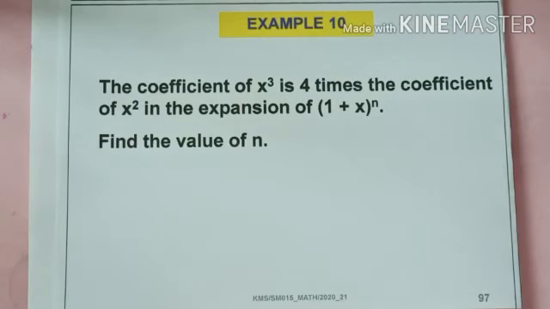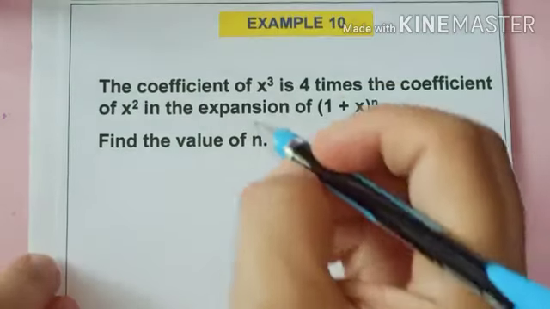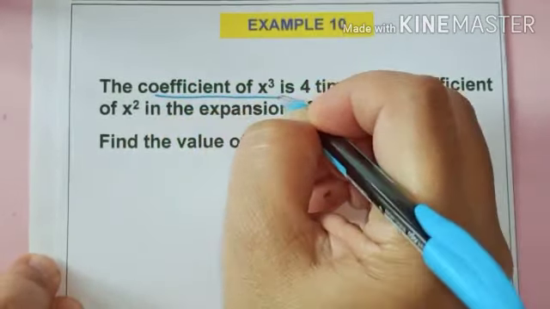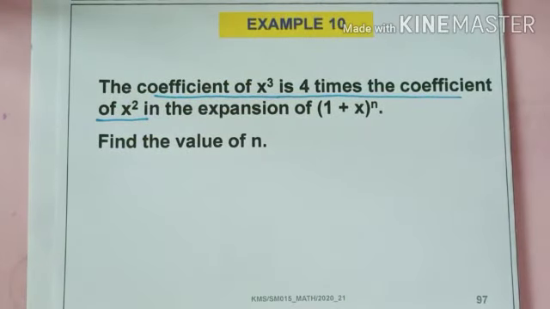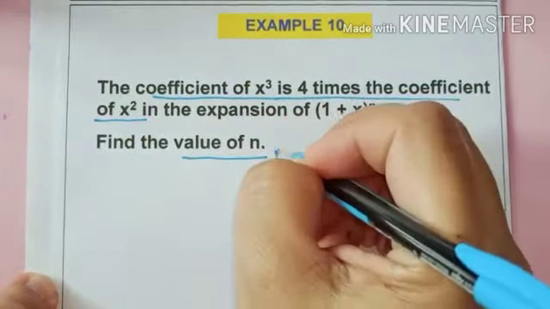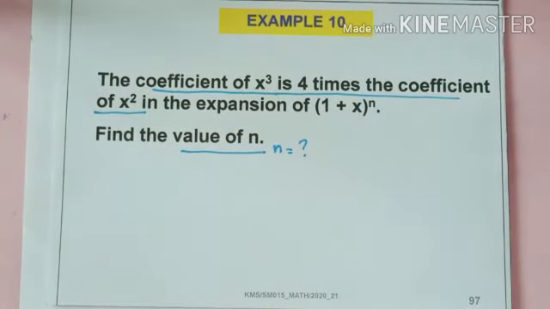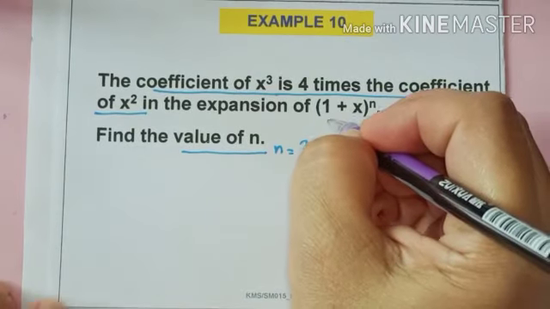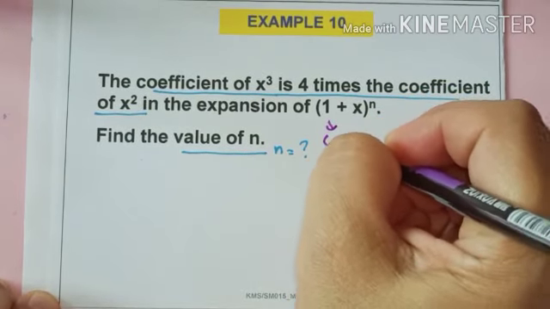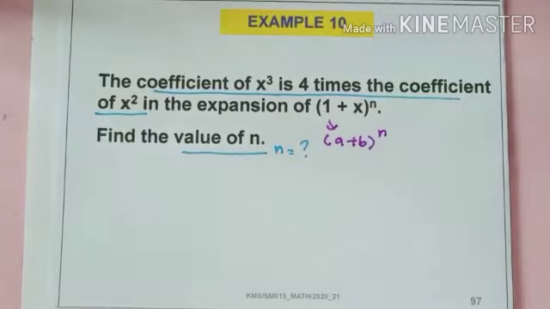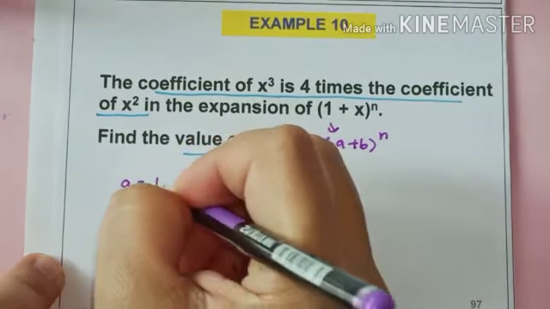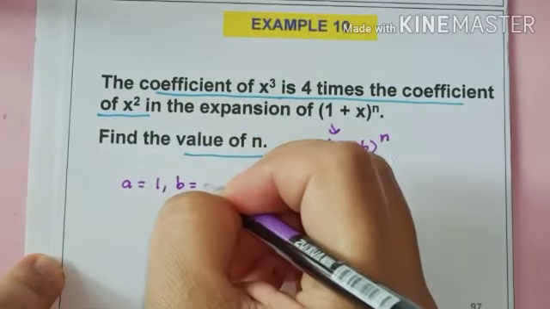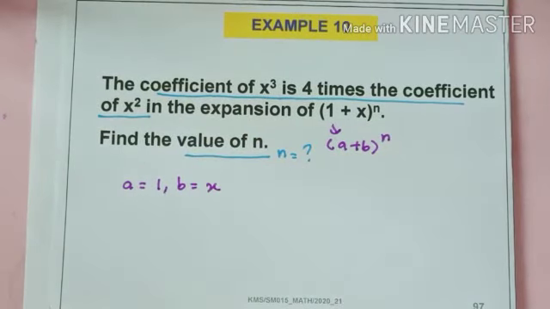Example 10, the coefficient of x cubed is 4 times the coefficient of x squared in the expansion of 1 plus x power of n. Find the value of n. Alright, so firstly we have to compare with the general binomial expression a plus b power of n. We can state the value of a is equal to 1, b is equal to x, and n is equal to n.